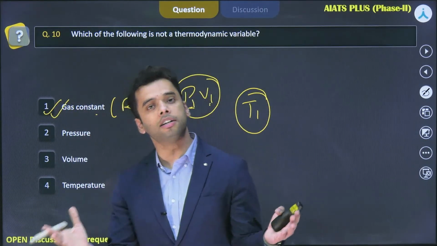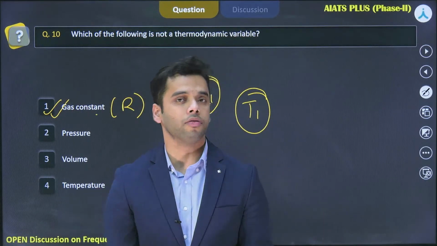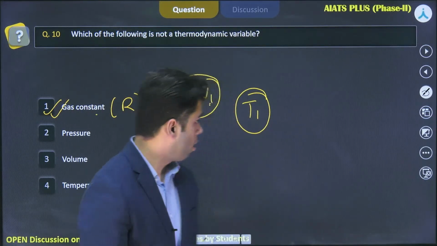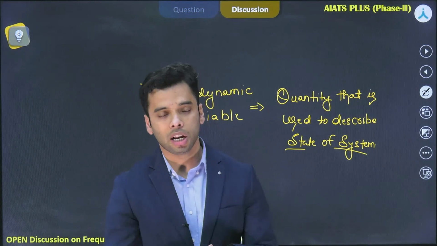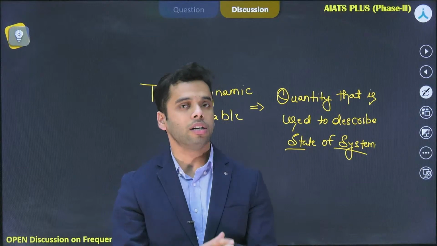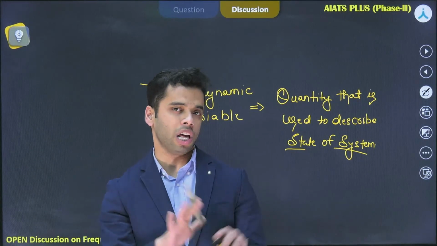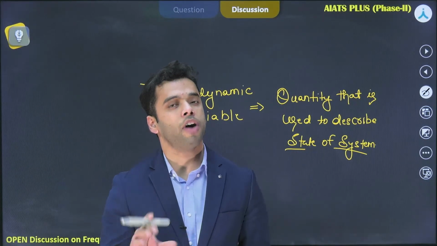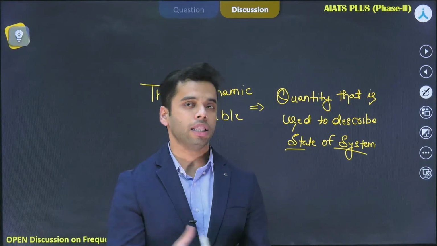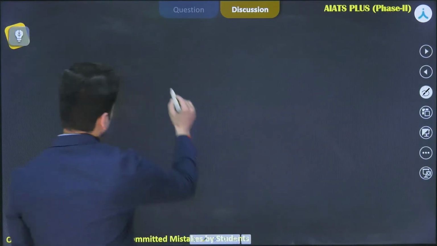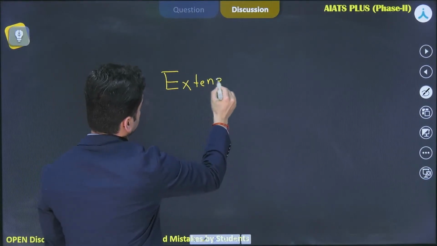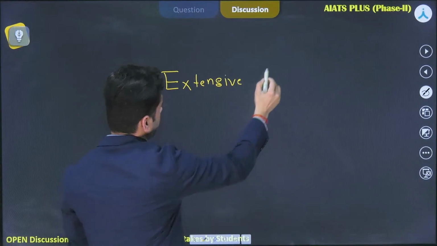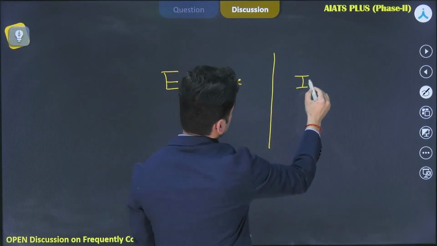And the concept is that it is not used to describe the state of the system, right? Now, if we are talking about thermodynamic variables, you should be very clear about the further distinction. Thermodynamic variables are further classified into 2 categories, extensive variable and intensive variable. So first one is extensive, and the other is intensive.